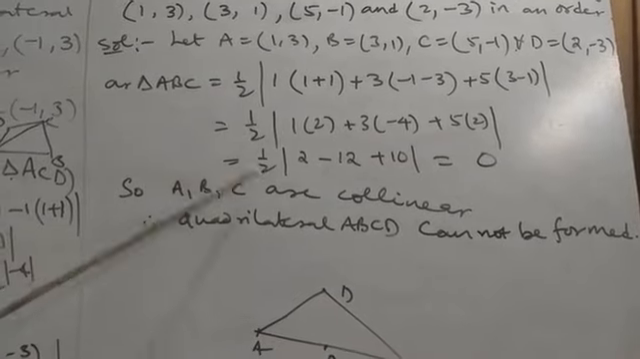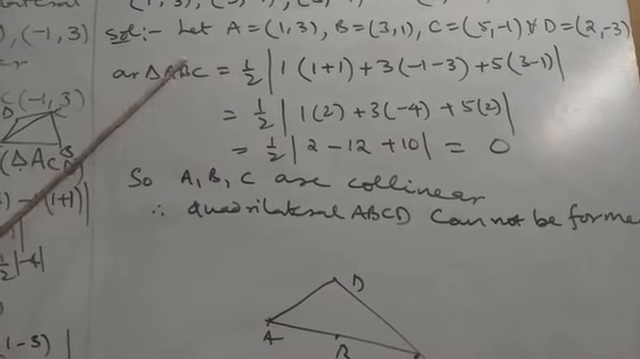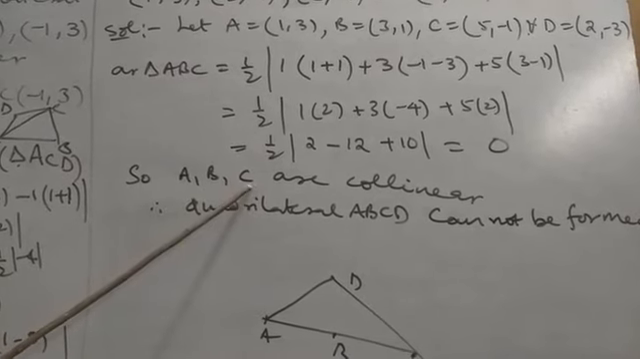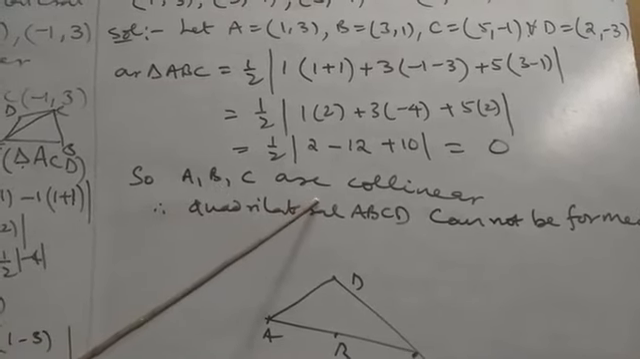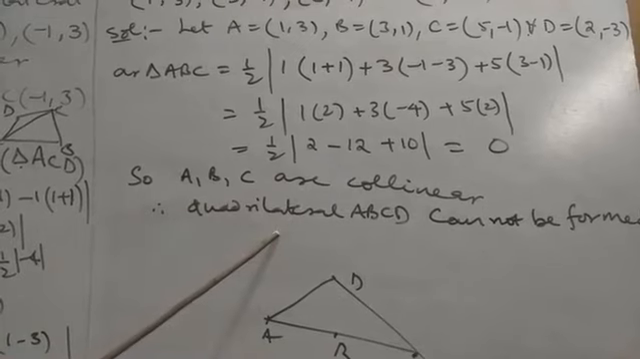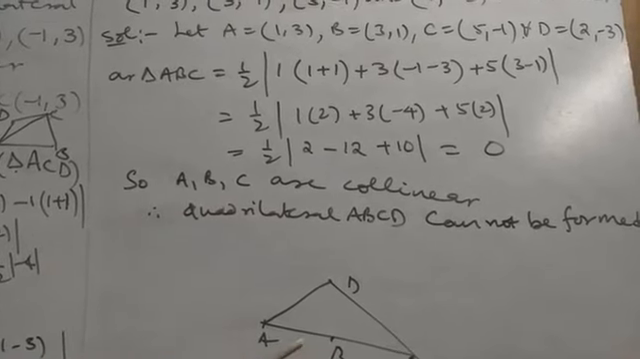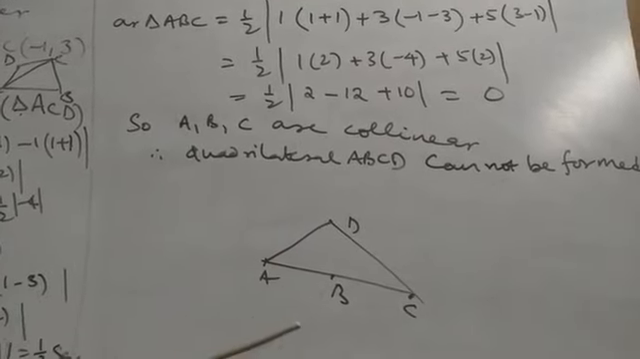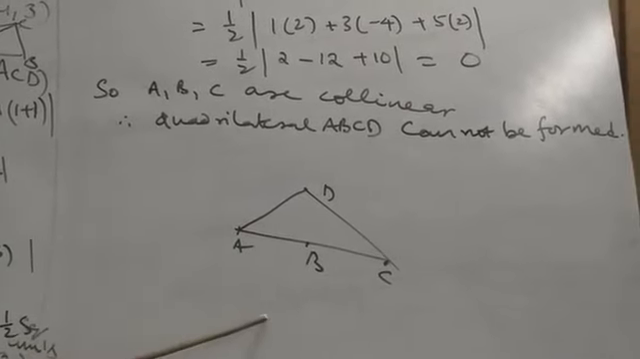If the area of triangle ABC is 0, then the 3 points are collinear. Already we have discussed this type of problem. So if 3 points are on the same line, quadrilateral ABCD cannot be formed. So the diagram is like this. So it is not a quadrilateral. So there is no need to check the other triangle's area.